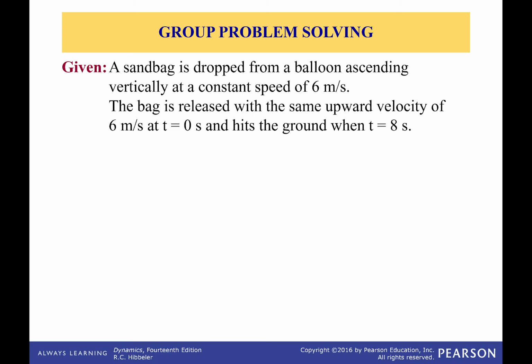Okay, so what do we have? Well, we have a sandbag. It's dropped from a balloon that's ascending vertically at a constant speed of 6 meters per second. So initially it's going 6 meters per second. That would be my V naught. Bag is released with the same upward velocity of 6 meters per second, t equals 0, and hits the ground when t equals 8 seconds. Ooh, okay, so I know how long it takes to get to the ground, but how high up was it?